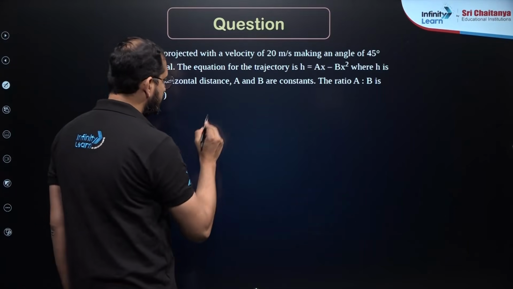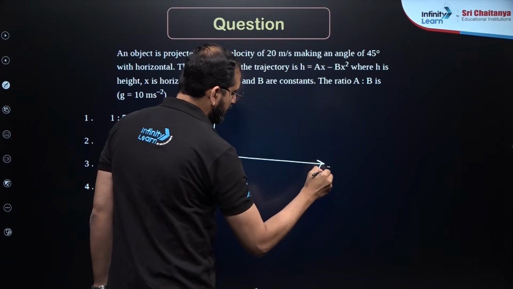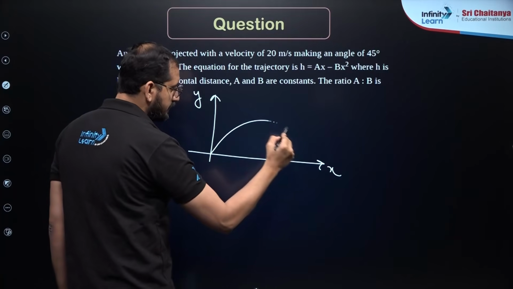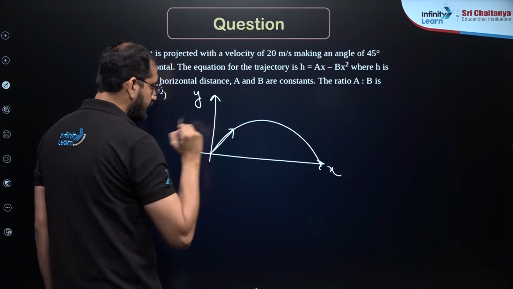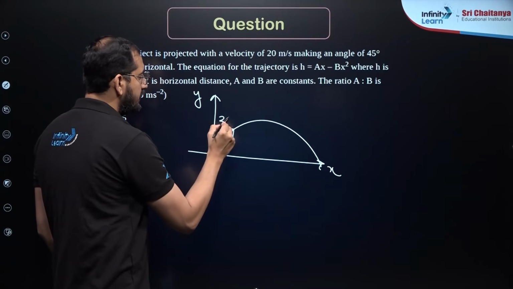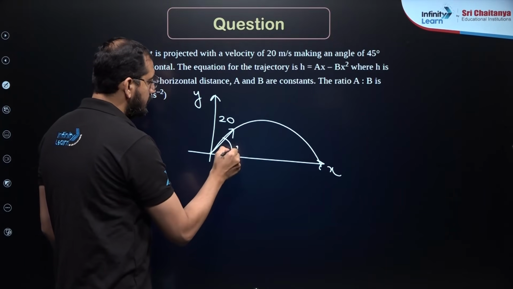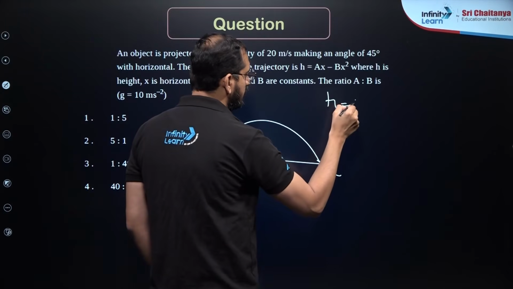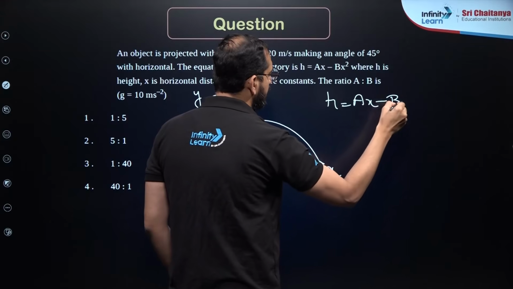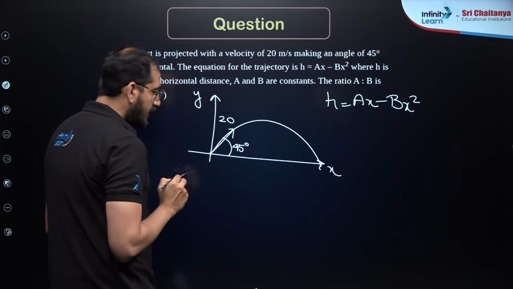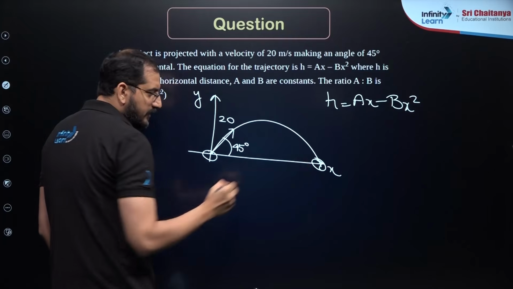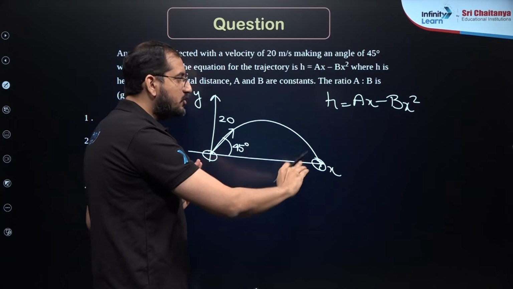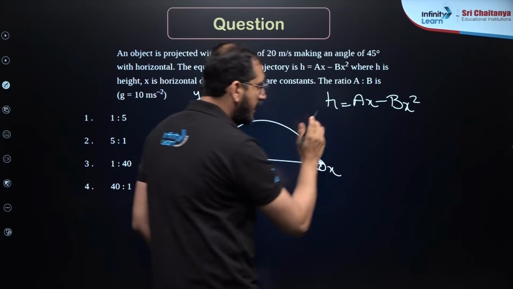So this is a question from projectile motion. This is the x-axis, y-axis. The projectile is going like this. Over here the speed is 20 meter per second. Angle is equal to 45 degrees. Here the function h is given to us, ax minus bx square. Okay. Look at this coordinate and this coordinate. These are the two coordinates where the y coordinate is 0, or you can say height is 0. There are 2 points where height is 0.